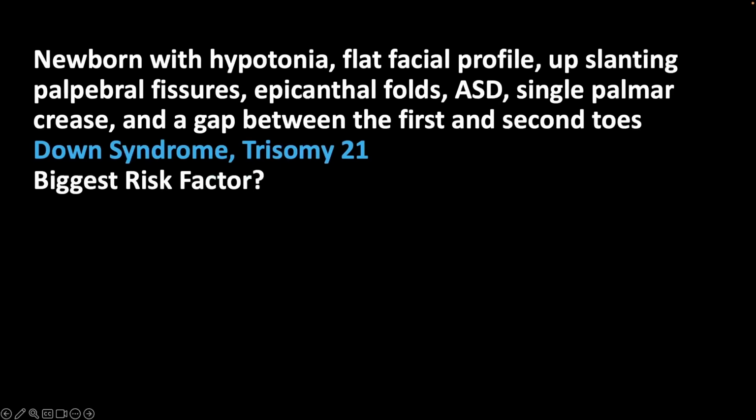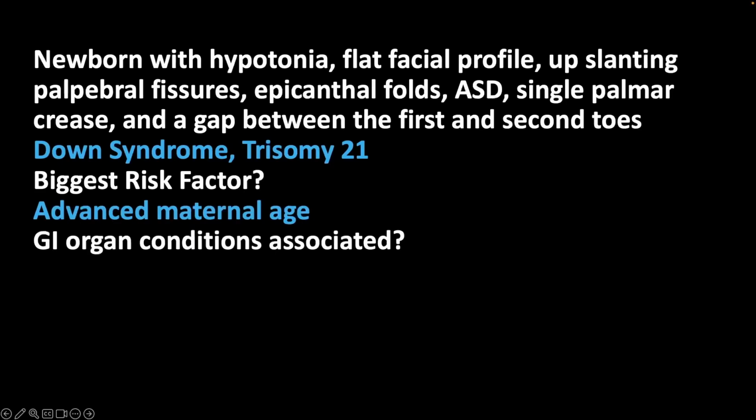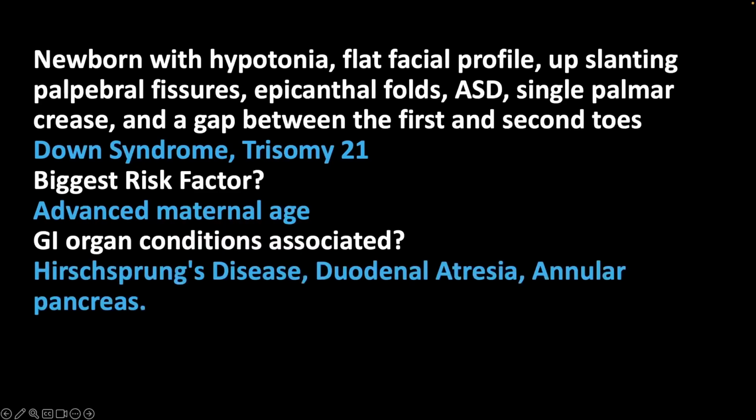What's the biggest risk factor? Advanced maternal age. And there are some high-yield GI organ conditions associated with Down syndrome. I listed 3. There's Hirschsprung's disease, duodenal atresia, and annular pancreas.